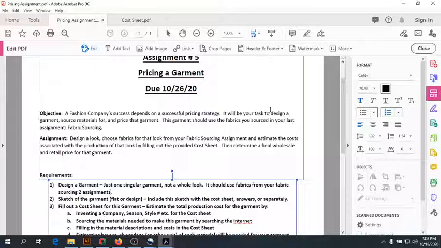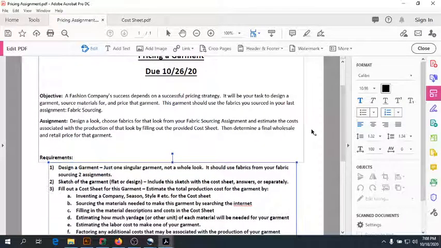And the objective is, of course, a fashion company's success depends on a successful pricing strategy. And of course, success is very monetary, so we can still create beautiful designs, but if we do not have a successful pricing strategy, we won't be making enough money, and no matter how good our designs are, we might go out of business. So it will be your task to design a garment, source materials for, and price that garment.